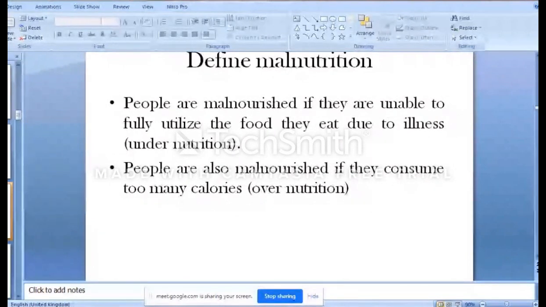People who are malnourished, if they are unable to fully utilize the food they eat due to illness. So it doesn't have to be lack of nutrition, the nutrient. It is also lack of utilization. It may be there, but you're not using it. So people are also malnourished if they consume too many calories, too many for what they need.